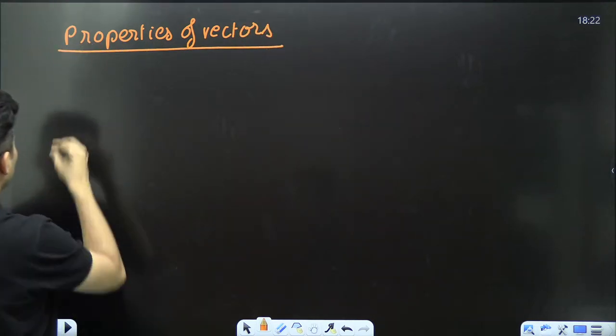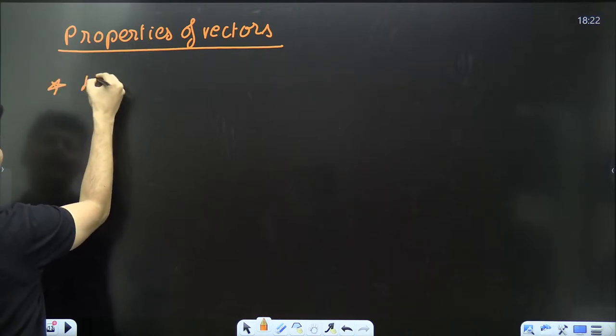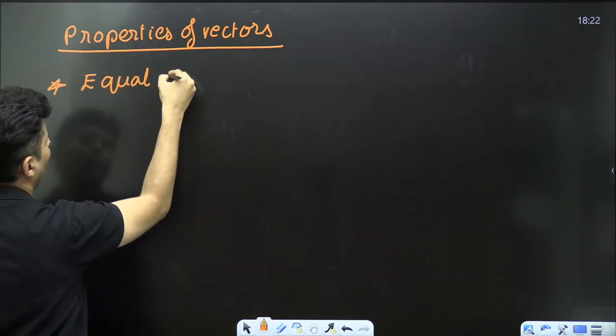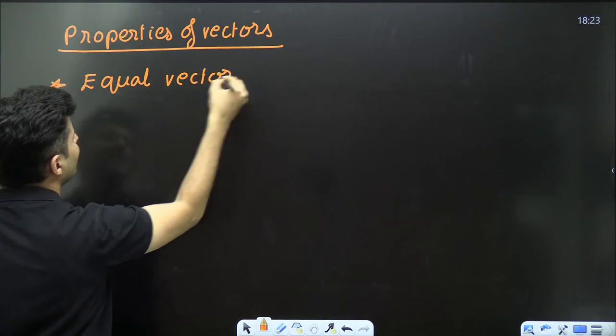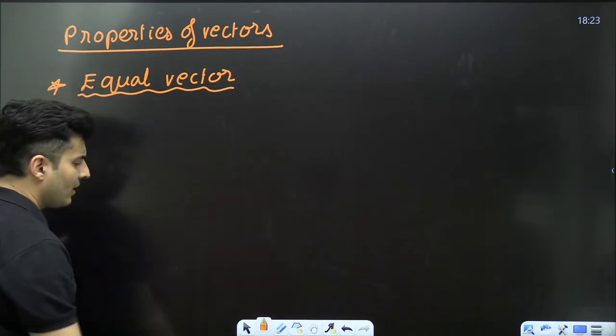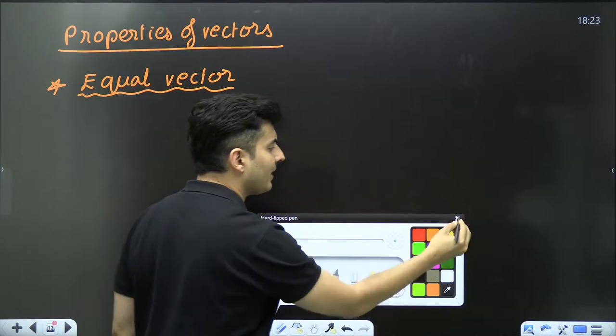The different properties of vectors. The first one being equal vectors. When do I say that the two vectors are equal?